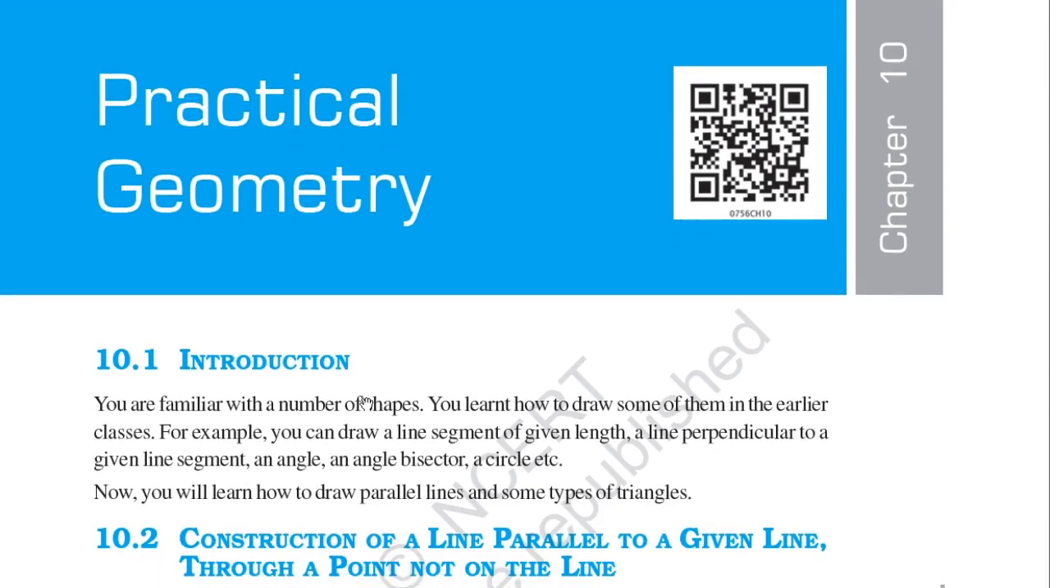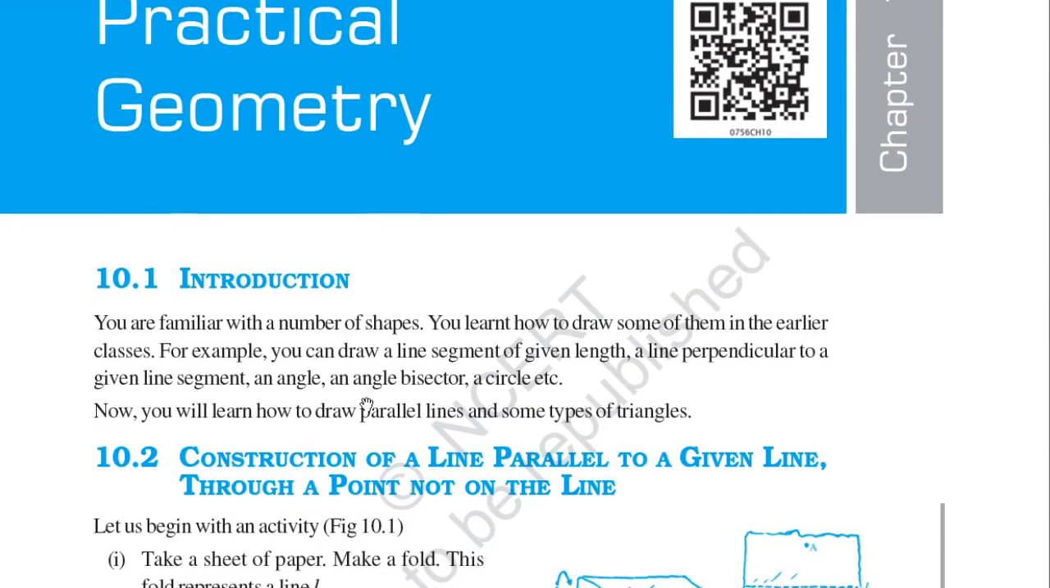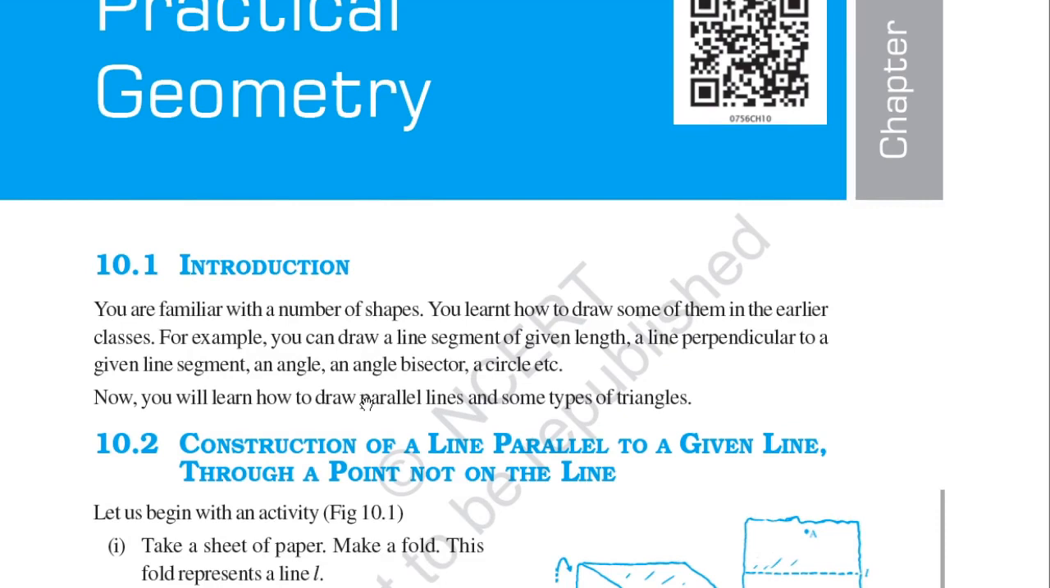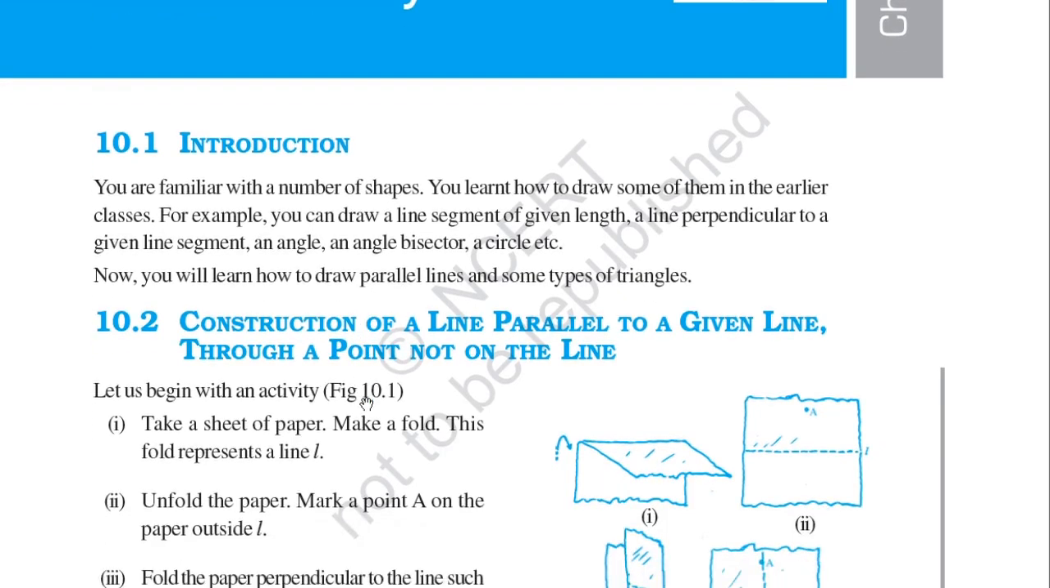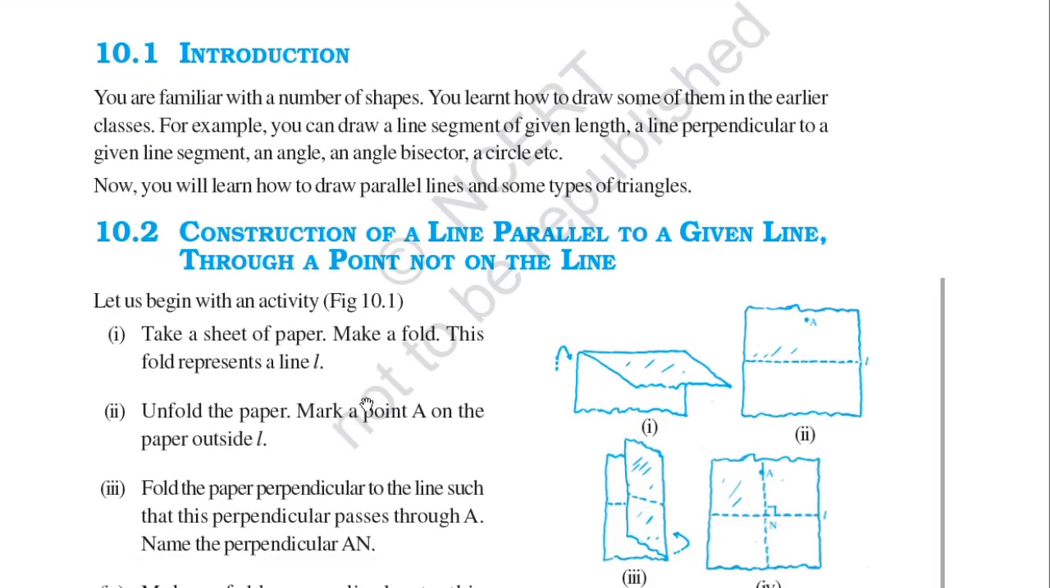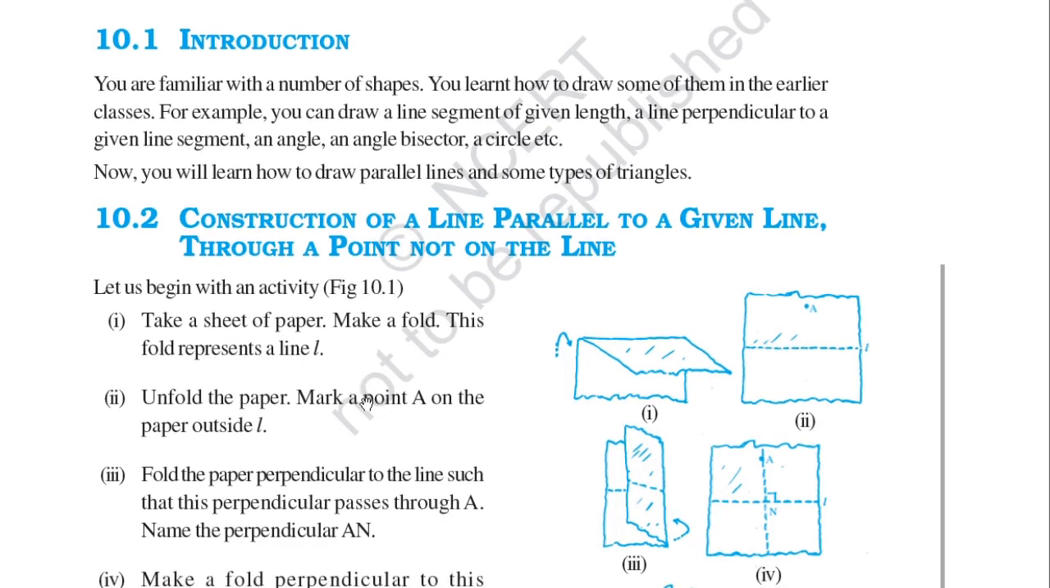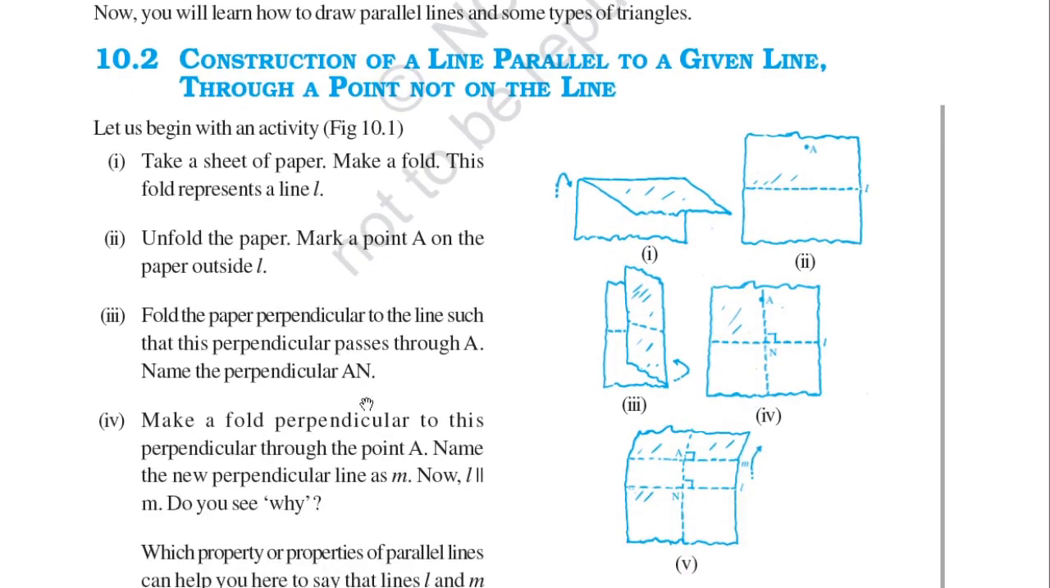10.1 Introduction. You are familiar with a number of shapes. You learned how to draw some of them in the earlier classes. For example, you can draw a line segment of a given length, a line perpendicular to a given line segment, an angle bisector, a circle, etc. Now you will learn how to draw parallel lines and some types of triangles.